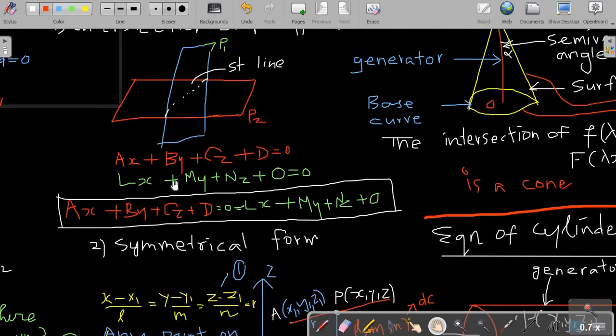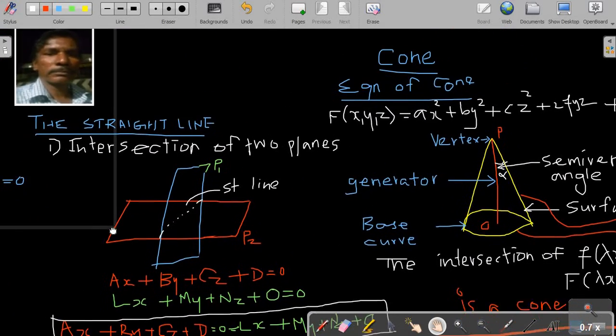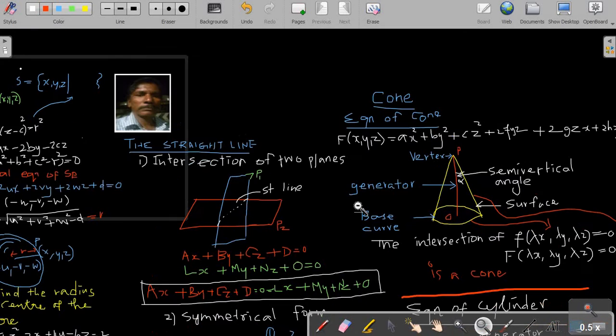Now come to the next topic, the straight line equation. Let me minimize this. Yeah, now it's okay.